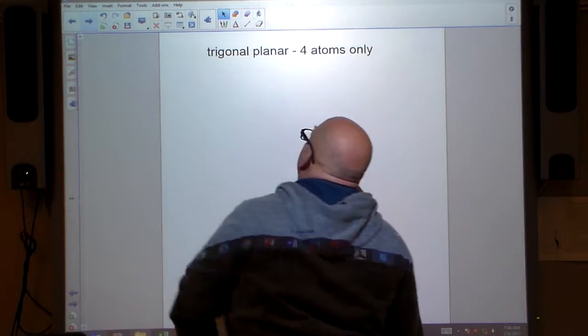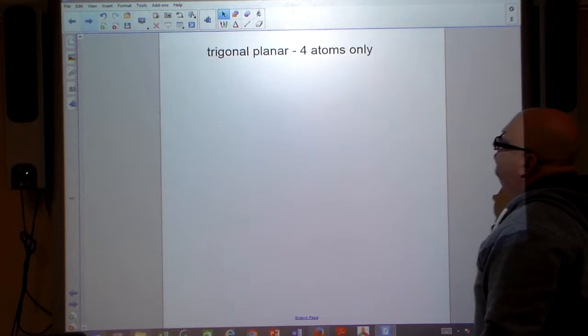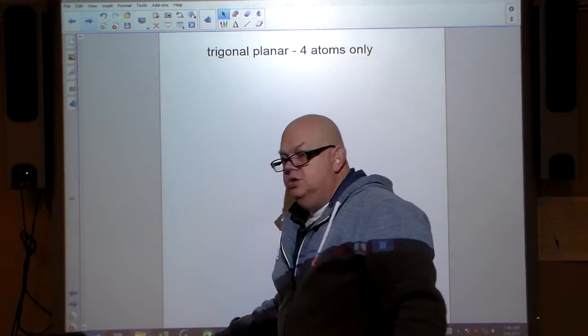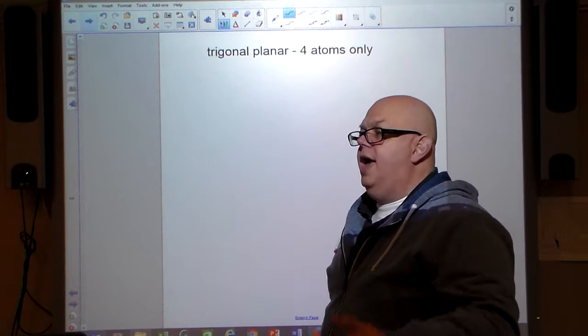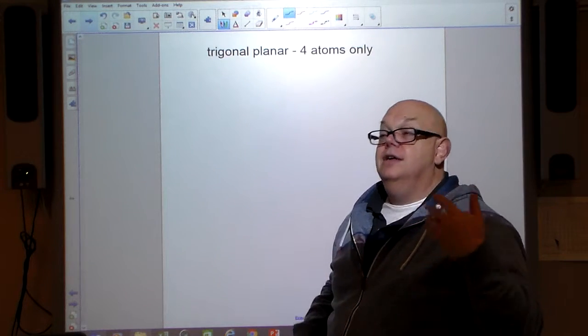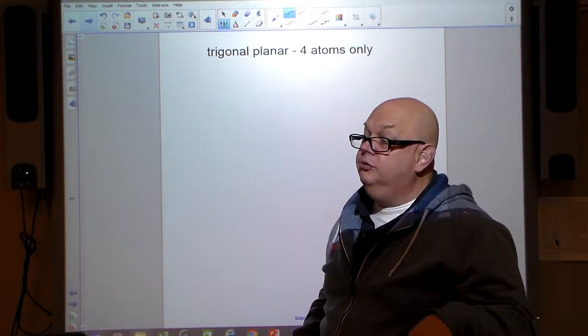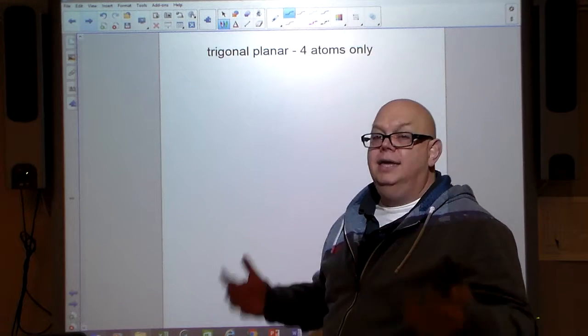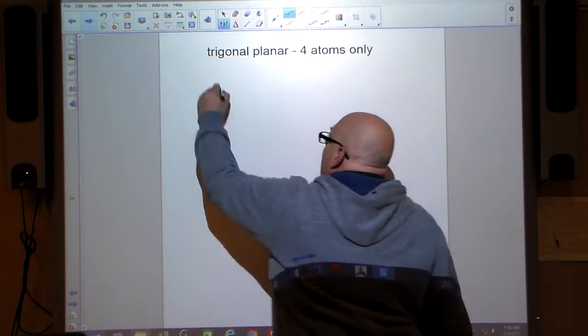So let's look at trigonal planar here for our next one. 4 atoms only. So trigonal planar could be 4 atoms. Okay, it's 4 atoms, I'm sorry. It's 4 atoms only, but that could also be a pyramid. Again, how do we tell?